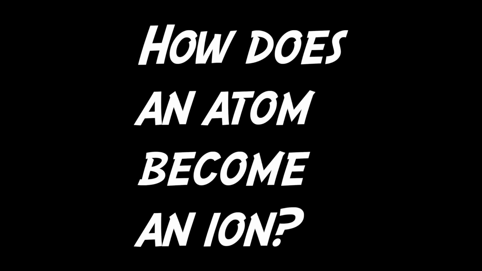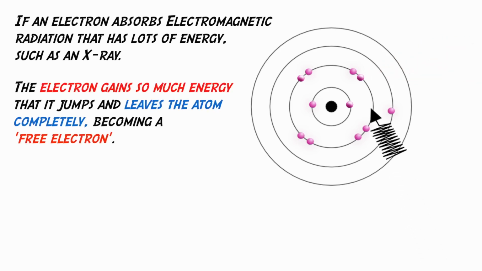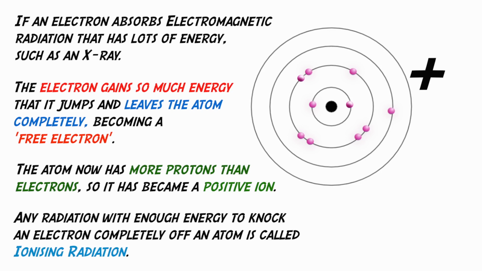How does an atom become an ion? If an electron absorbs electromagnetic radiation that has lots of energy, such as an X-ray, the electron gains so much energy that it jumps and leaves the atom completely, becoming a free electron. The atom now has more protons than electrons, so it has become a positive ion. Any radiation with enough energy to knock an electron completely off an atom is called ionizing radiation.